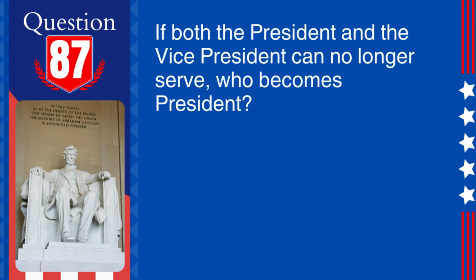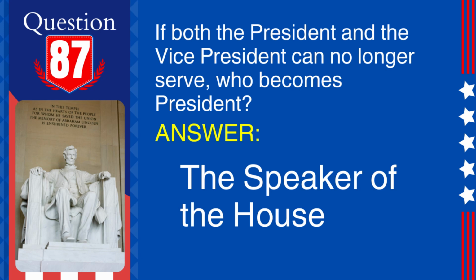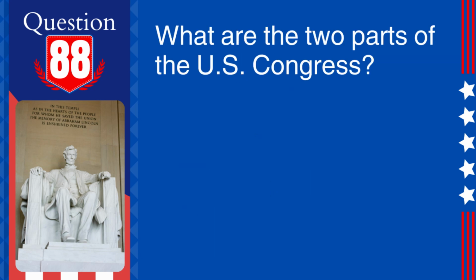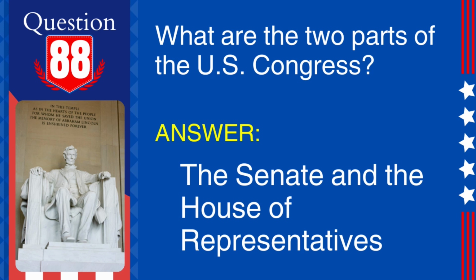87. Question. If both the President and the Vice President can no longer serve, who becomes President? Answer. The Speaker of the House. Explanation. The presidential line of succession dictates that the Speaker of the House becomes President if both the President and Vice President are unable to serve. 88. Question. What are the two parts of the U.S. Congress? Answer. The Senate and the House of Representatives. Explanation. The U.S. Congress is bicameral, consisting of two chambers, the Senate and the House of Representatives.